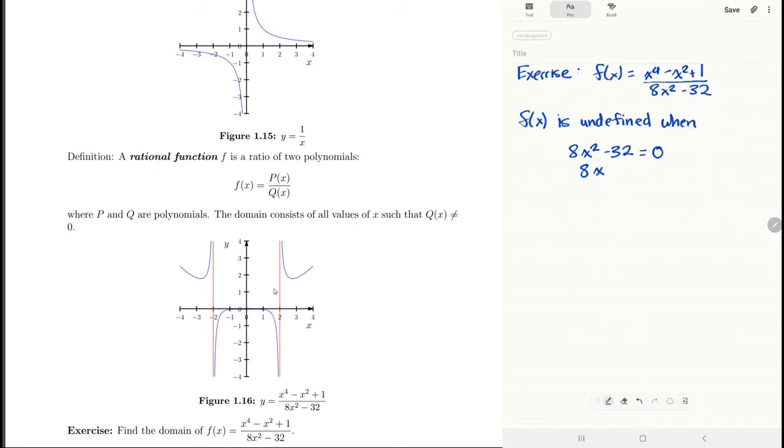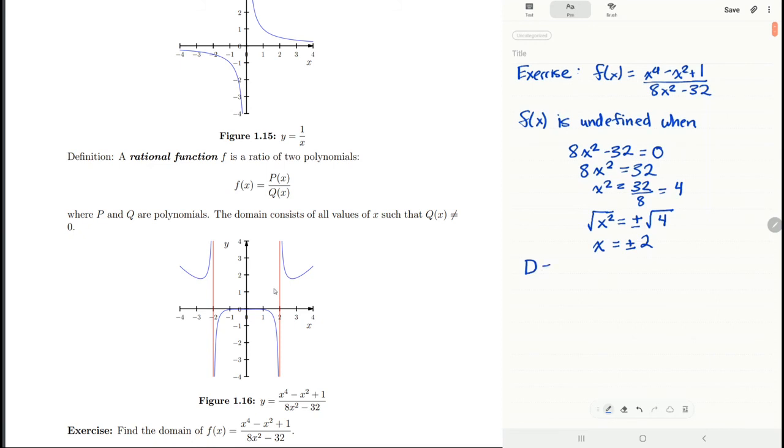So if we move the 32 to the right-hand side, we have 8x squared is equal to 32. And then if we divide by 8, we get that x squared is equal to 4. Now if we want to solve for x, we will take the square root of both sides. And whenever we take the square roots of an equation, we need to remember to include plus or minus. So we have the square root of x squared is equal to plus or minus the square root of 4. So x is equal to plus or minus the root of 4, and the root of 4 is equal to 2.